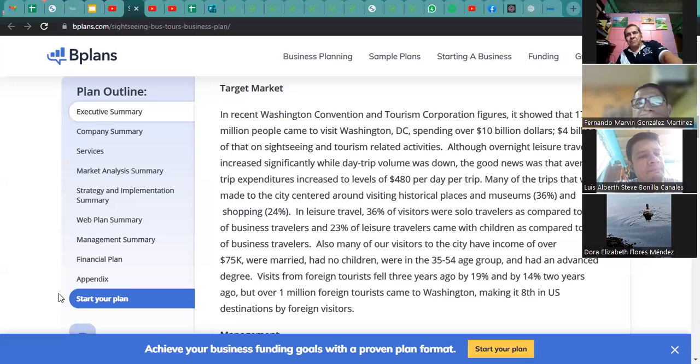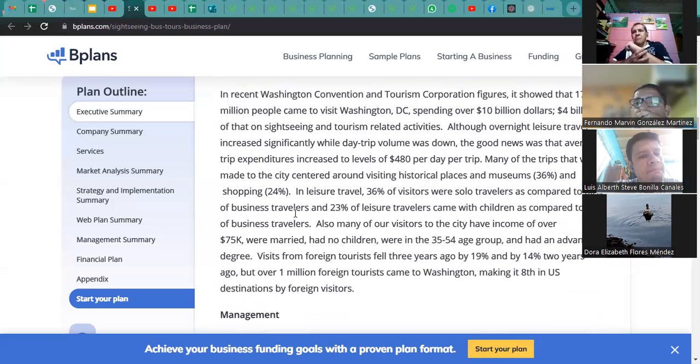Very interesting. The eighth destination in the U.S. for people to visit. So that means it's a very popular place. I would say New York is going to be the first one. New York is very popular. Everybody wants to go there in the U.S. Probably there are many others, but being the eighth is a very good thing. So this paragraph was a very interesting one. Very nice.